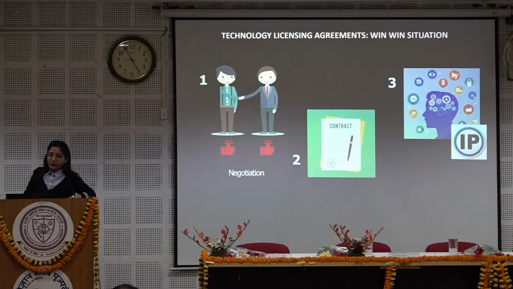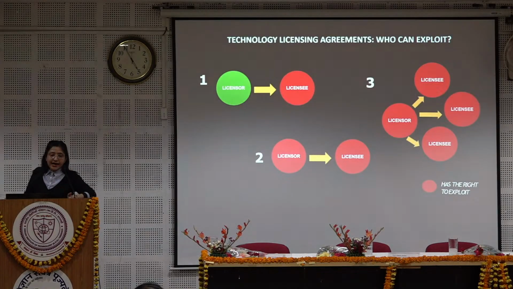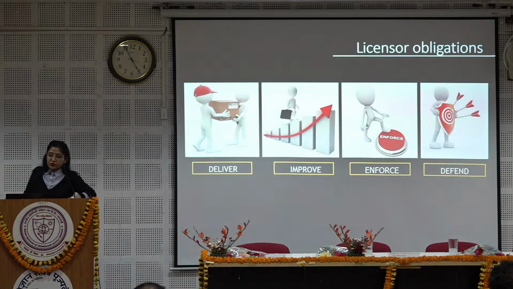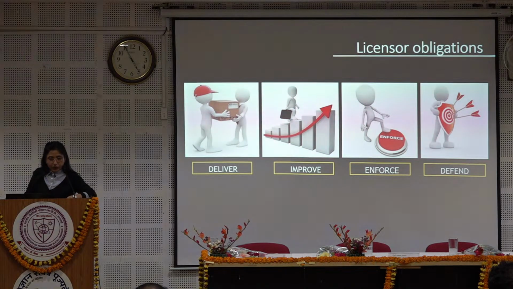There are negotiations between the licensee and the licensor, and a contract is formed wherein you take care of whether your IPs are going to be transferred or not. The licensor gives it to the licensee, and the licensor can give it to multiple licensees. If it is non-exclusive, you can give it to one, two, or three, but to all of them you are giving a non-exclusive license. So what are the licensor's obligations? You can deliver it, you can improve it, but you cannot enforce it. You cannot defend it.